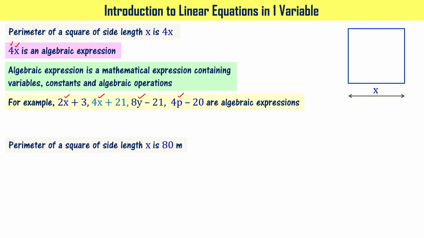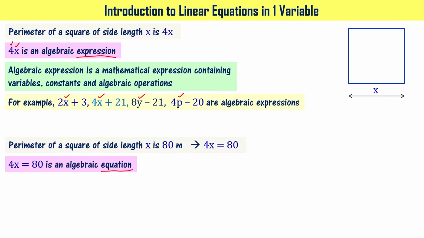I say the perimeter of a square of side length x is 80 meters. Now I can express this as 4x equal to 80, right? I say that 4x equal to 80 is an algebraic equation. Please note this. In the case of just 4x, we said it is an algebraic expression. When I am writing it as 4x equal to 80, I am calling it an algebraic equation.